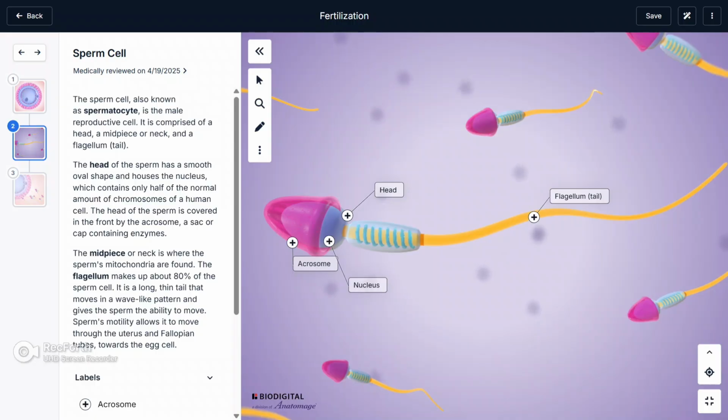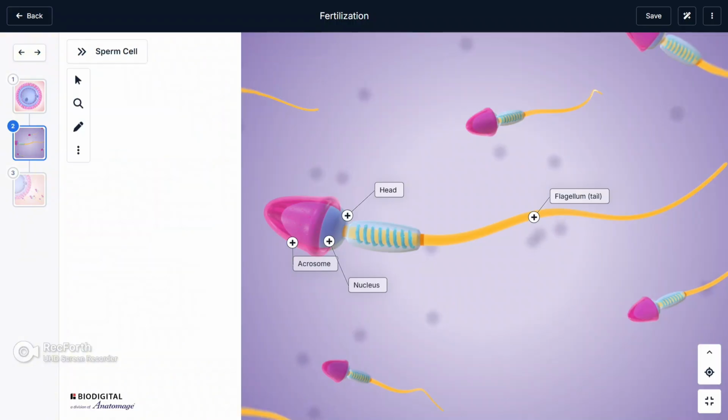The flagellum makes up about 80% of the sperm cell. It is a long, thin tail that moves in a wave-like pattern that gives the sperm the ability to move. Sperm's motility allows it to move through the uterus and fallopian tubes towards the egg cell.